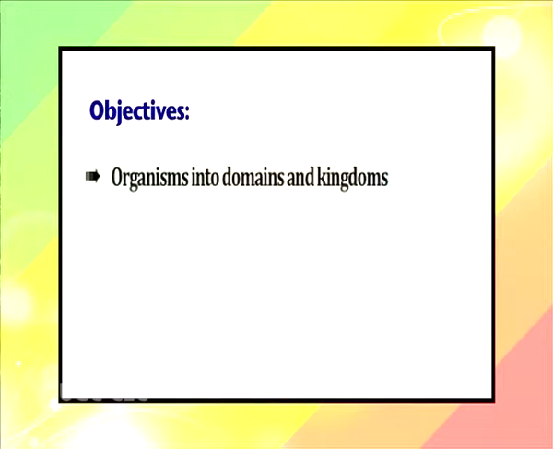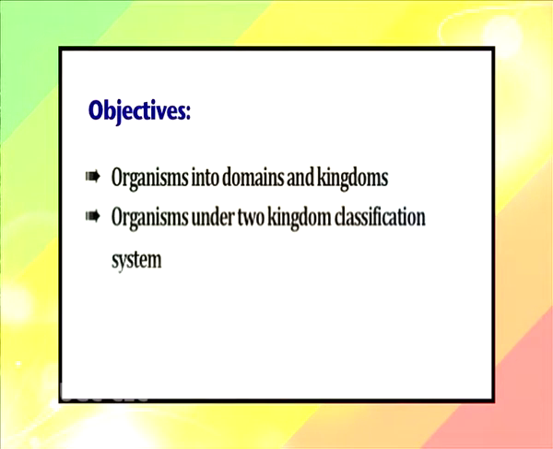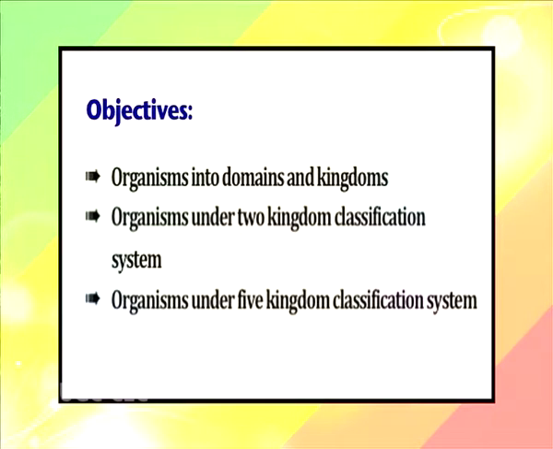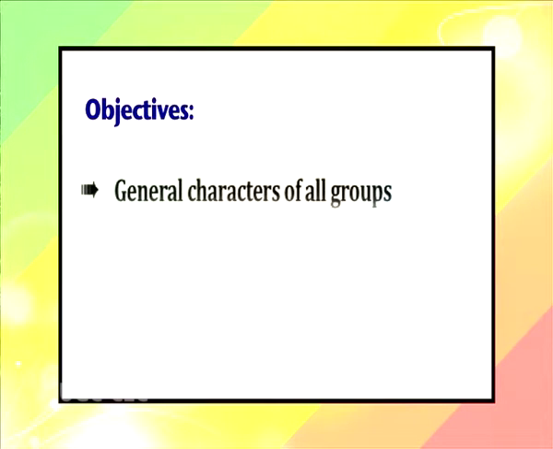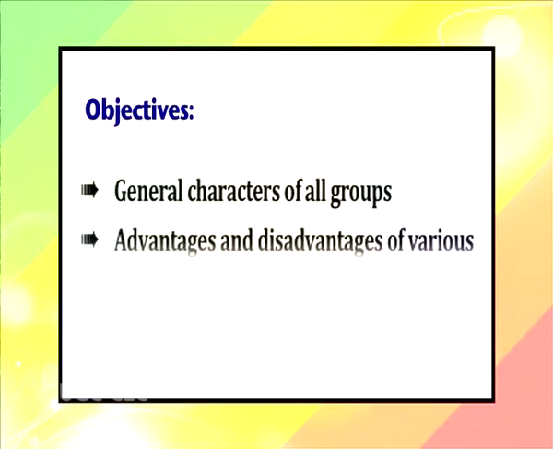Before we begin our lecture, let's have a quick look at the objectives of this lecture. Our objectives include to classify organisms into domains and kingdoms, to classify organisms under the 2-kingdom classification system, to classify organisms under the 5-kingdom classification system, to learn about the general characters of all groups, and to learn about the advantages and disadvantages of various classification systems. Now, let us discuss these in detail.